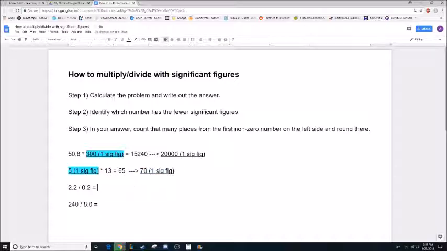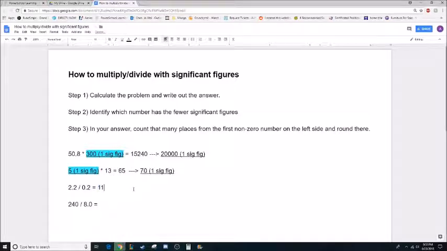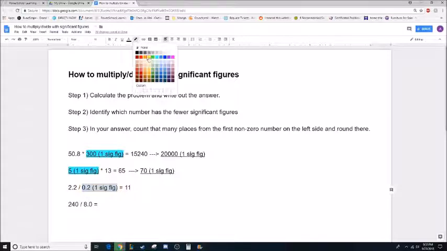Okay, let's do 2 more problems. Again, step 1, calculate the problem and write out the answer. So I have 2.2 divided by 0.2, and I get 11. Step 2, we're going to identify which number has the fewer significant figures. This one has 2, this one has 1, so that means we're going to go with the 1 sig fig. Now highlight it, and that means my answer should also have 1 sig fig.